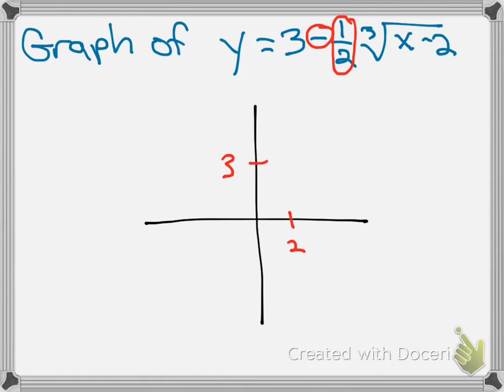Okay, let's put all these pieces together. So we shifted 2 units to the right and 3 units up. That means I can put in my starting point. Oop, that was ugly. Try that again. There we go. There's my starting point. I'm going to be reflecting my cubic function, and I'm also going to be stretching it. So our overall transformed function is going to look a bit like that.